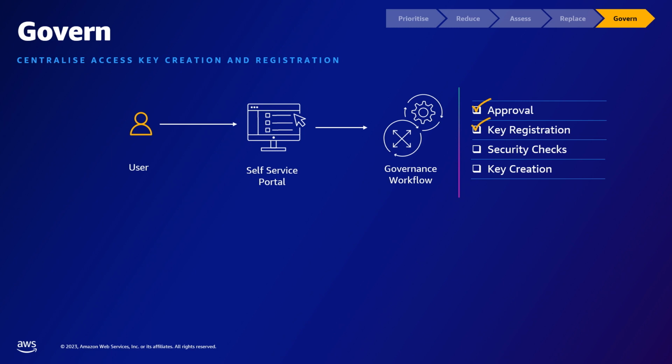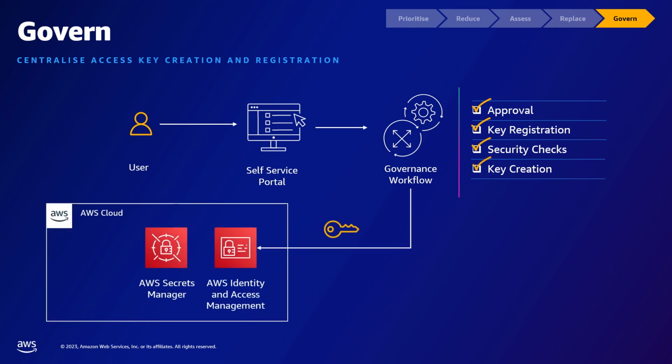It registers the key and associated metadata in a central asset registry that helps with managing and tracking keys. It performs security checks, such as assessing the permissions the user account associated with that key might have. And finally, once the workflow is complete, it creates the access key for you and provides you the secret key by storing it in AWS Secrets Manager, where only you can access it.